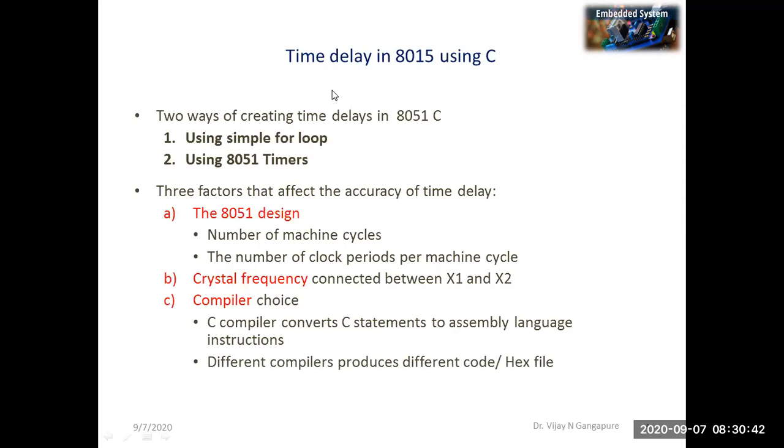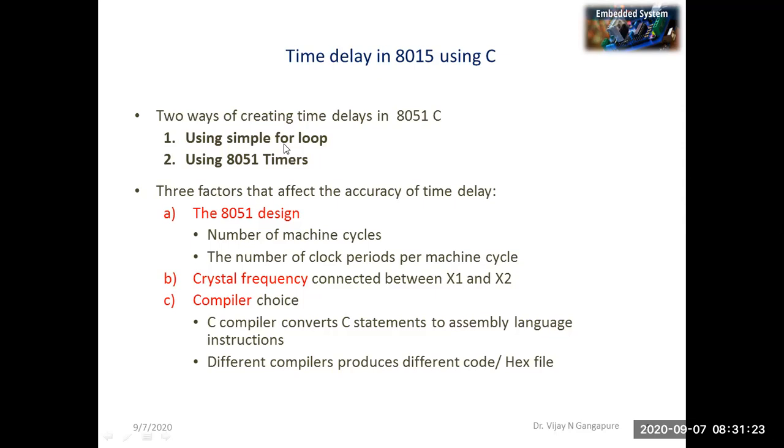So, time delay in 8051 using C. You already know the use of time delay in programming. You have studied how to write a time delay program in assembly language and what its use is. Time delay is used in a program to delay or hold the program execution for some time, as per the application's requirement.